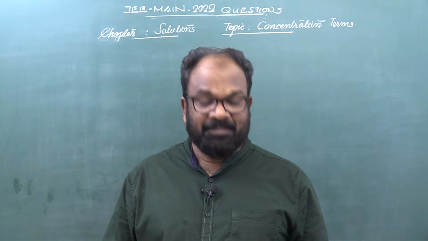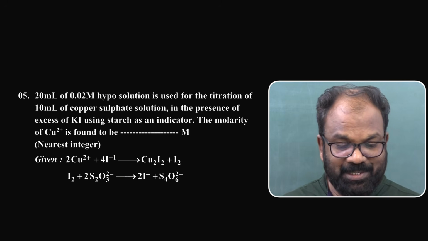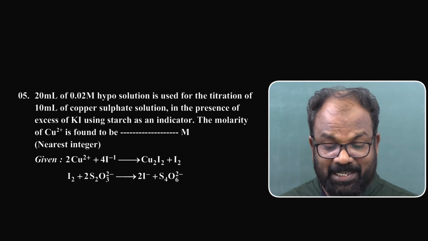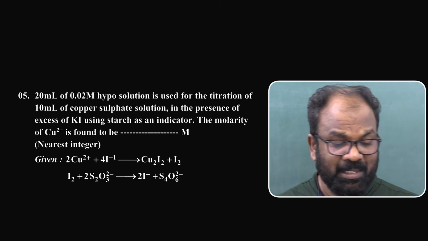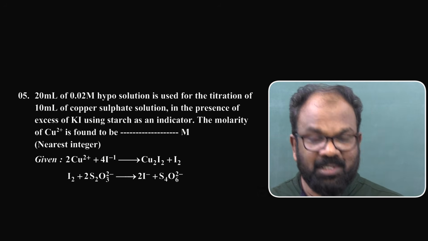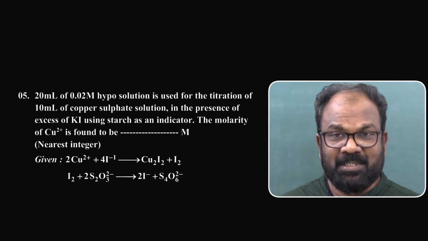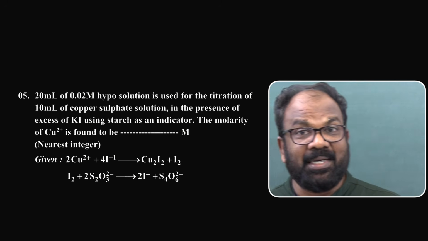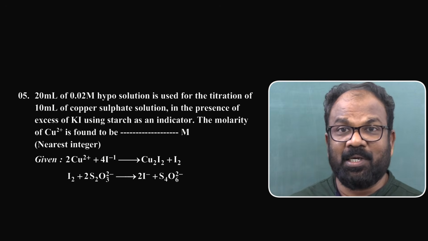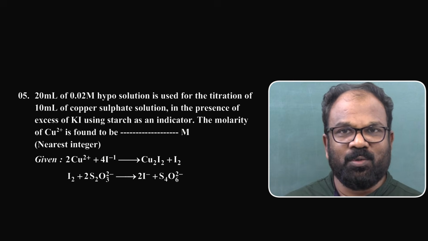Next, question number 5. 20 ml of 0.02 molar hypo solution is used for the titration of 10 ml of copper sulfate solution in the presence of excess of potassium iodide using starch as indicator. The molarity of Cu2+ is found to be dash into 10 raised to minus 2 molar, in brackets nearest integer. Two equations are also given.